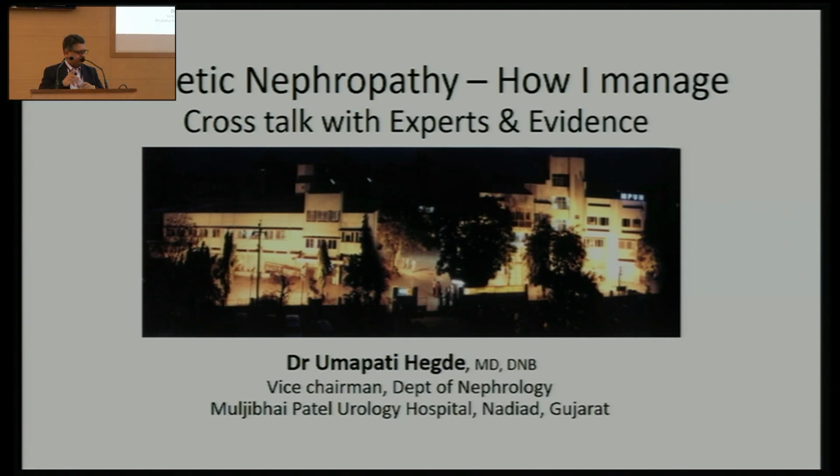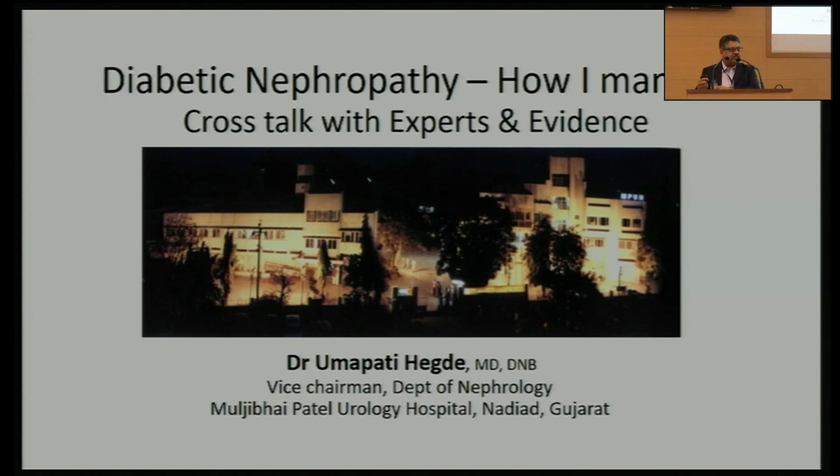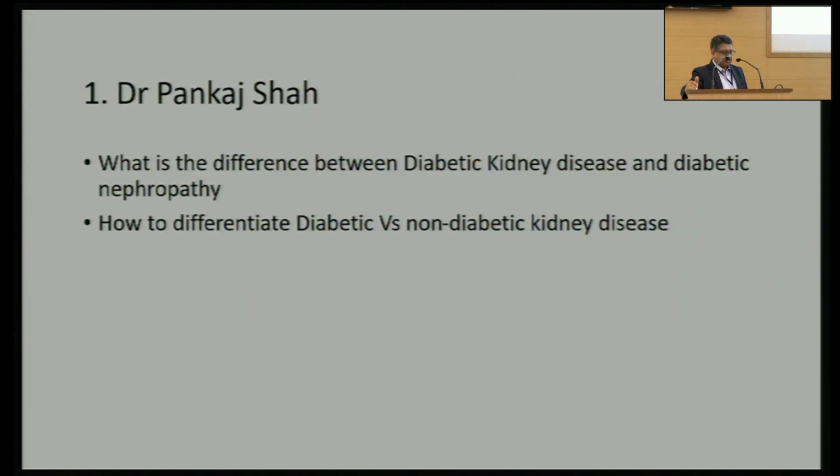So basically, one of the most common diseases we face, almost 25% of the glomerulonephritis. So I will start with Dr. Pankaj sir. Earlier we used to call it diabetic nephropathy. Now we call it more of a diabetic kidney disease. Are both the same, or is there any difference?